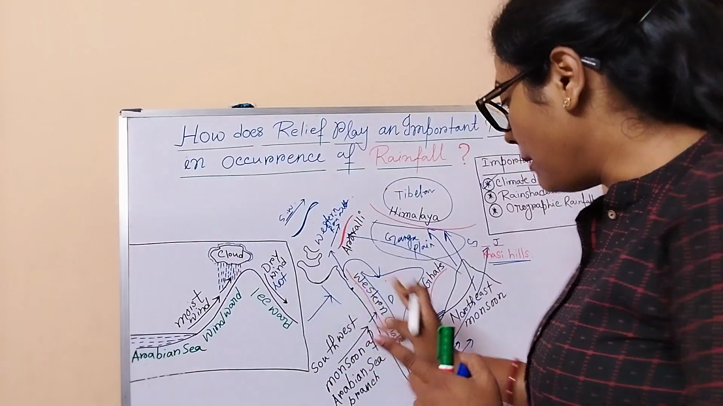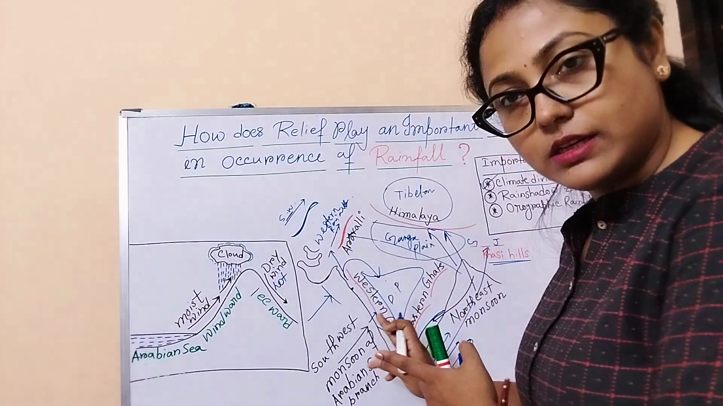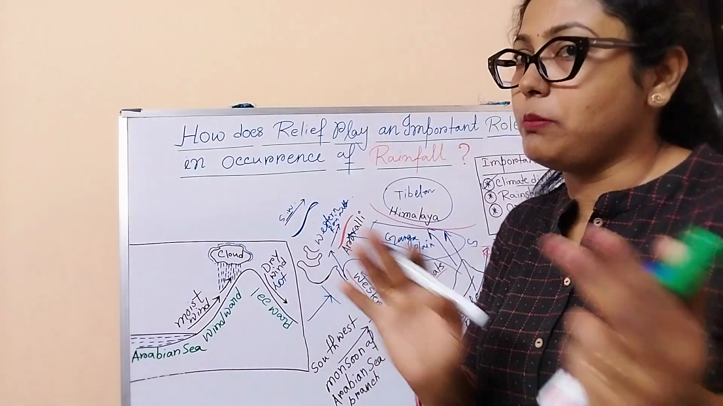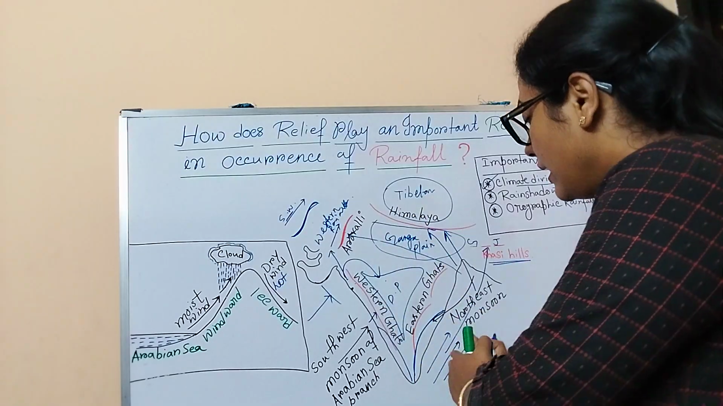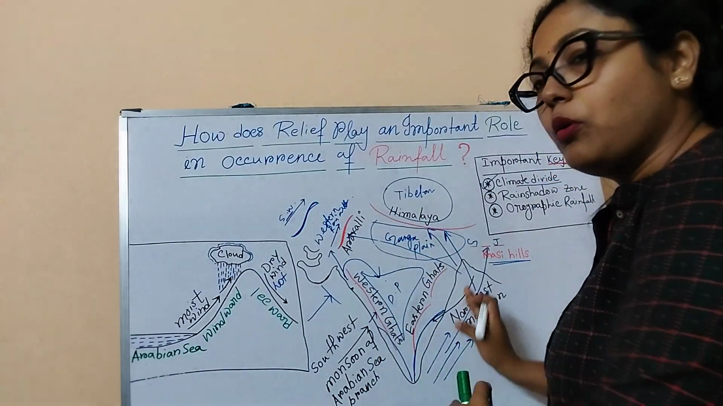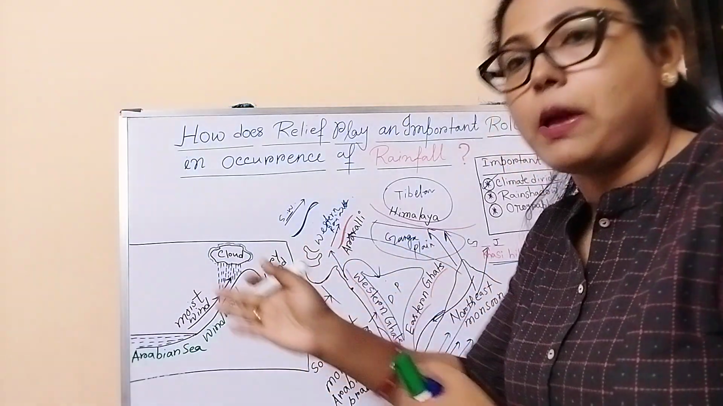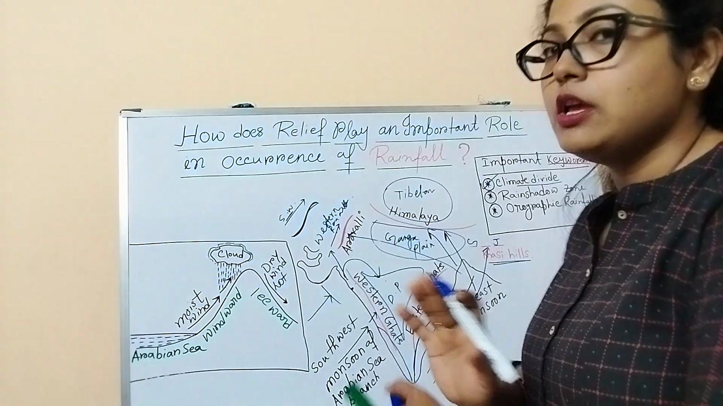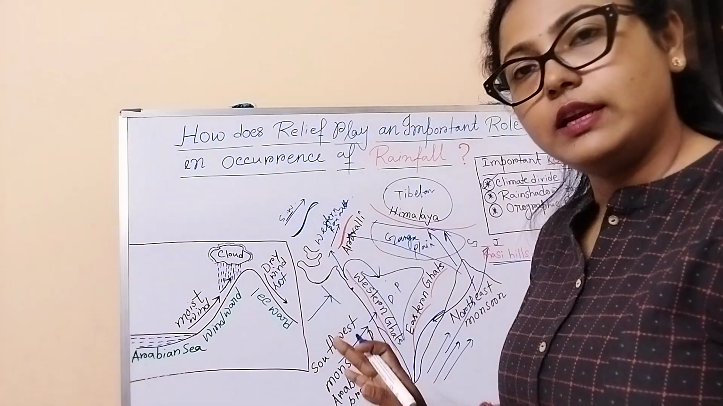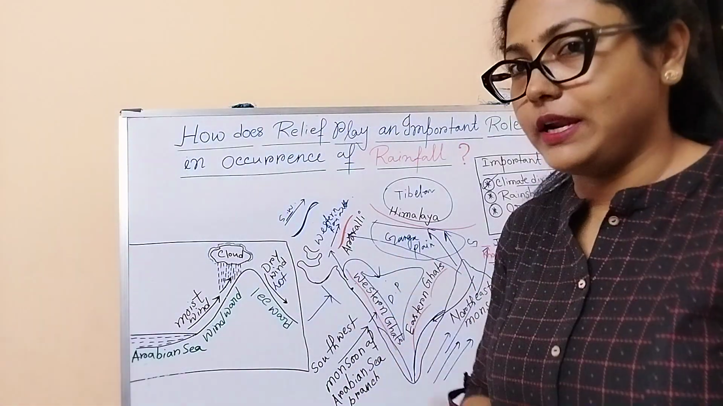I repeat, Tamil Nadu is situated in the leeward side of the Western Ghat, so it doesn't get rainfall from the Arabian Sea branch or gets very little rainfall, and the Bay of Bengal branch is blowing parallel to this coast, so no obstruction, no rainfall. Clear? So because of this, Tamil Nadu remains dry during the rainy season.